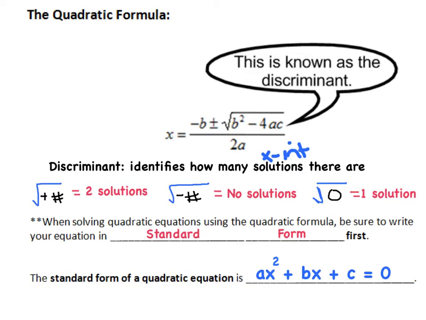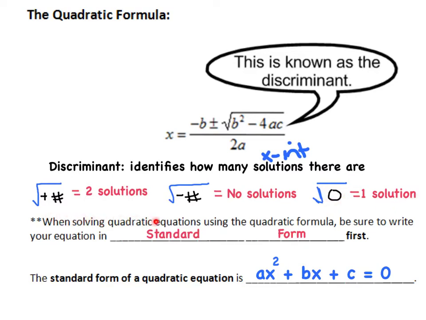Now, if I'm working this out and I have a square root and I end up with a positive number underneath, that tells me I'm going to have 2 solutions. If I have a square root and there's a negative number inside of it, then that tells me there is no solutions. And the last situation is if I have the square root of 0, then that tells me automatically that I'm going to have only 1 solution.